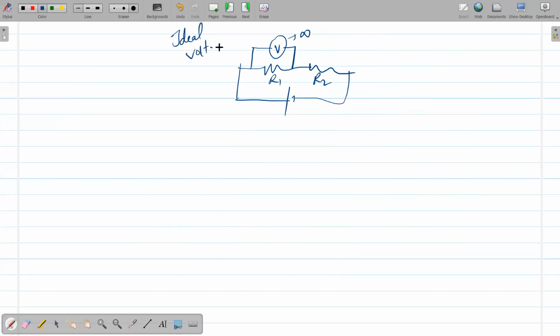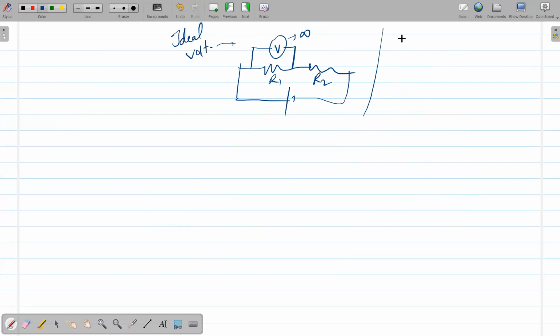Suppose you have this type of circuit, and here we have two resistances, and I want to measure the potential difference across R1. In order to do this, I'll have to connect a voltmeter in parallel with R1. You can see this, right? If this is an ideal voltmeter, then definitely it will have infinite resistance, so no current will flow through this V. And if no current is flowing through V, then it will not affect the resistance of the circuit, so ideally it will give the exact reading.